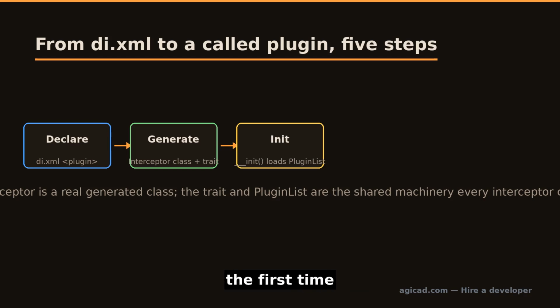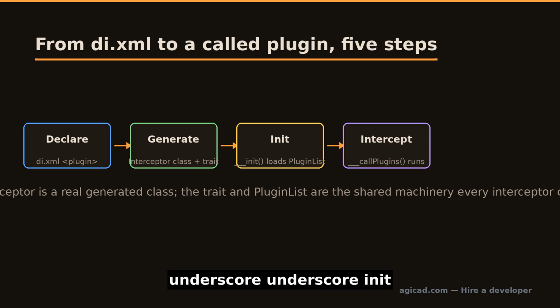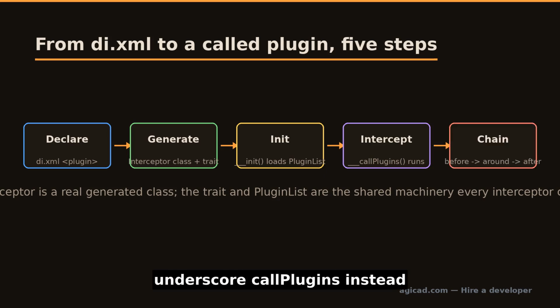Init: the first time that interceptor is built, its ____init method loads the plugin list service. Intercept: calling any intercepted method on that object actually calls ____call plugins instead of the real method directly. And chain: that method runs every before listener, then either an around listener or the original method, then every after listener, in that exact order.